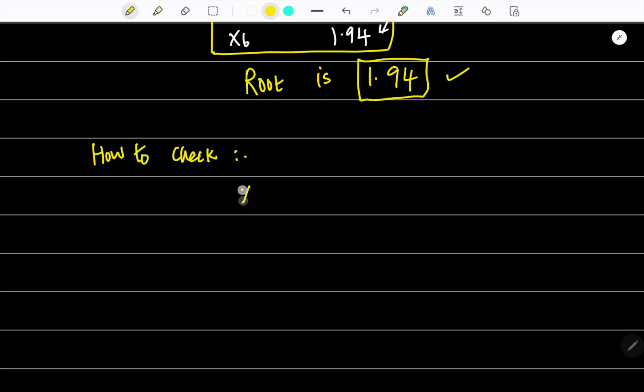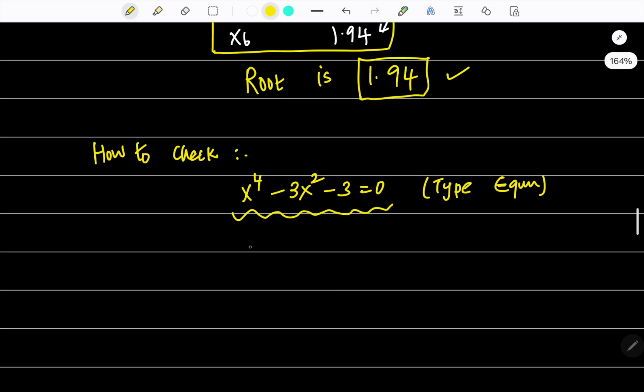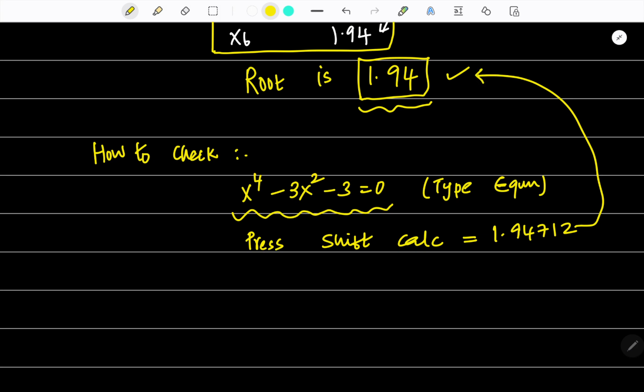How to check in the calculator that your answer is correct? x power 4 is not available in the calculator. So type the whole equation in the calculator: alpha x to the power of 4, and then minus 3 alpha x square, and then minus 3, equals 0. Everything typed, then press shift, calc, shift solve and then press equal. It has 4 answers. Sometimes it will give this answer, but sometimes it won't. Luckily I got 1.94712, which is the same as this, but not in every question. Keep in mind, not in every question will you get this answer.